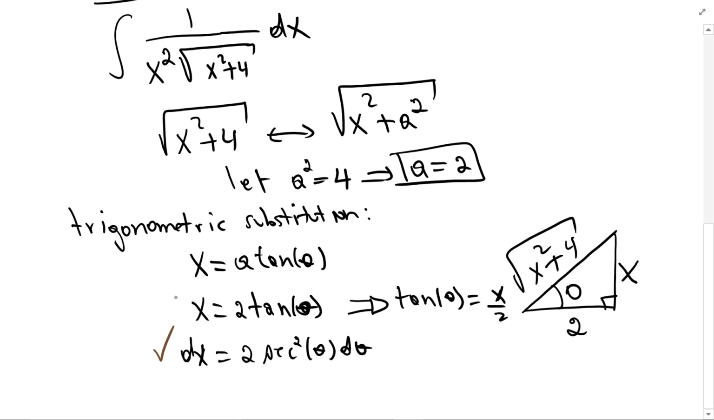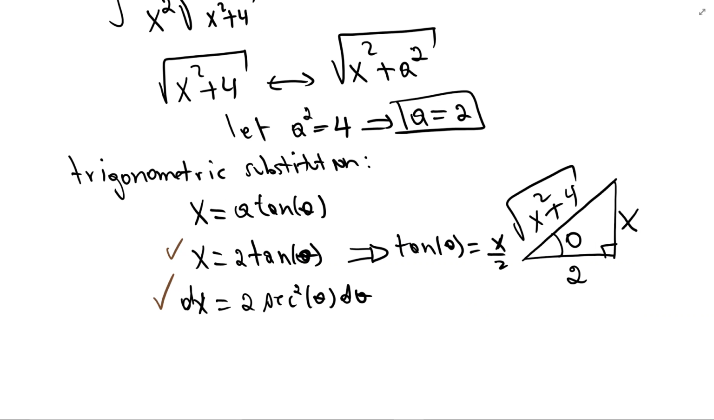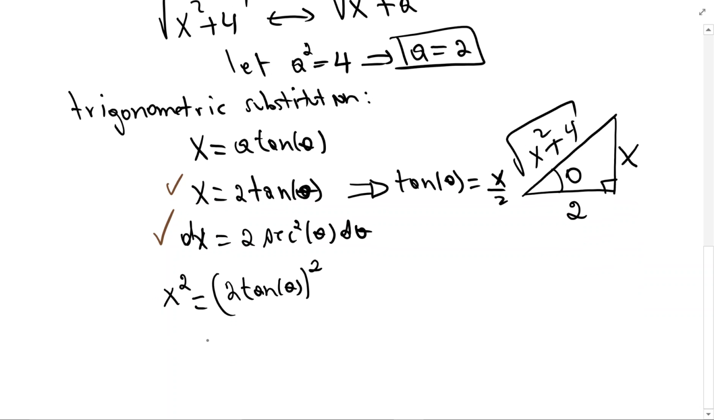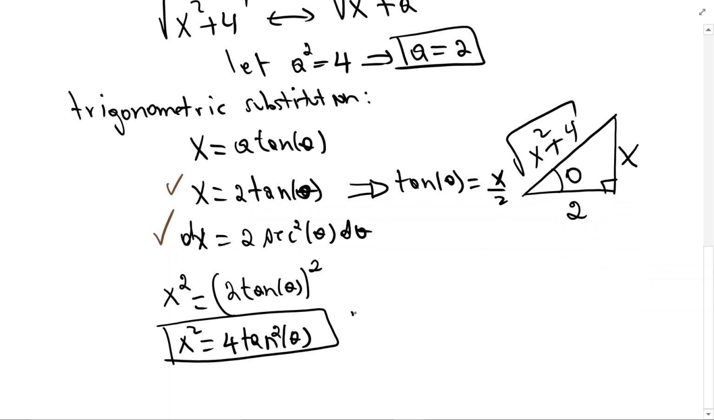Now, when you look at this, we already have dx, we have x, and we need x squared. To get x squared, we're going to square 2 tangent theta. That will give us 4 times tangent squared theta. So now we have x squared.